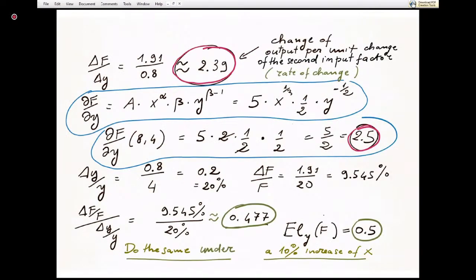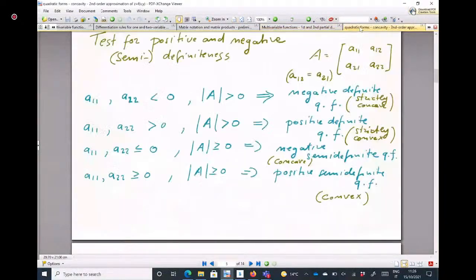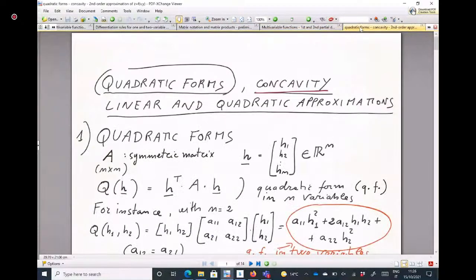Well, this is a repetition of the example we saw last time. Now, there is an important application of Hessian matrices, which is basically quadratic forms in two variables and their properties. And the next step would be approximating to the second order a two-variable function or an n-variable function. So this is the next part. So basically this is about concavity.